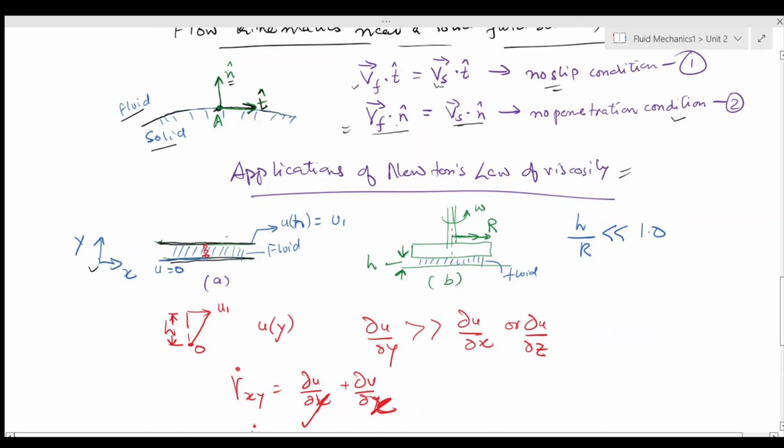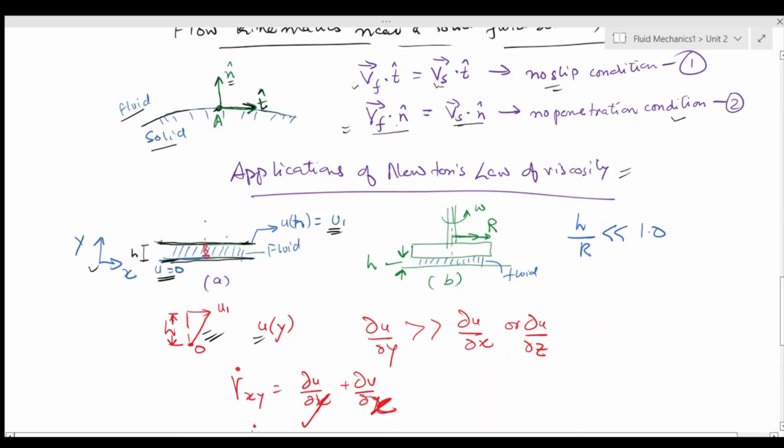I have shown my coordinate axis as here, x in the direction of flow, y perpendicular to it. Now this bottom plate is, let's say, at u equal to 0, and the top plate, which is at a height h, is equal to u1. So the velocity profile can be shown something like this. Here I am showing that u is a function of y, that my velocity is changing when I am moving in y direction.